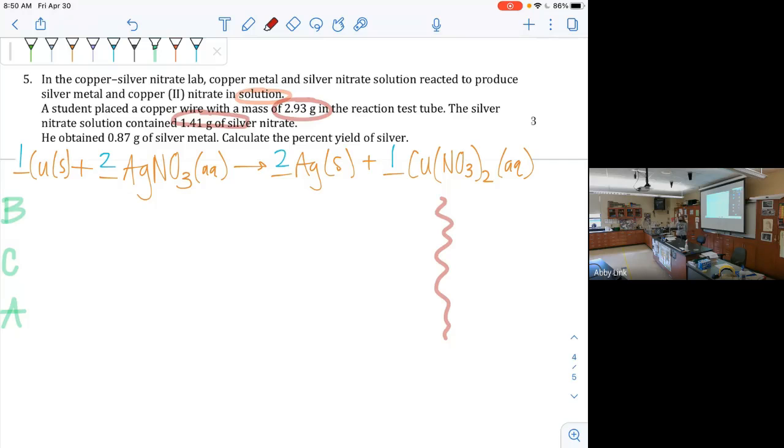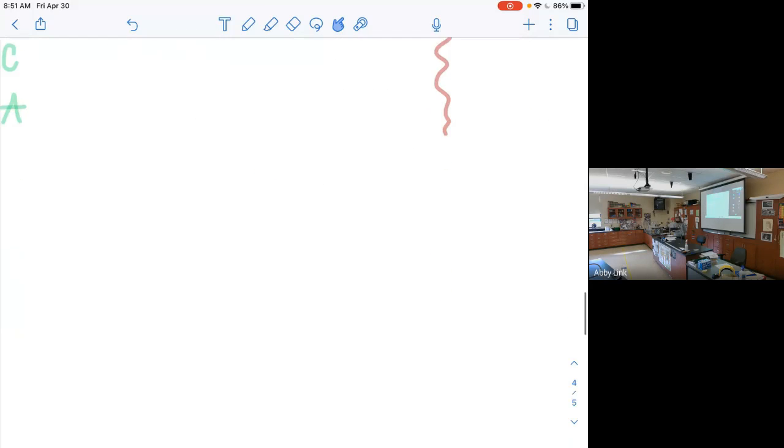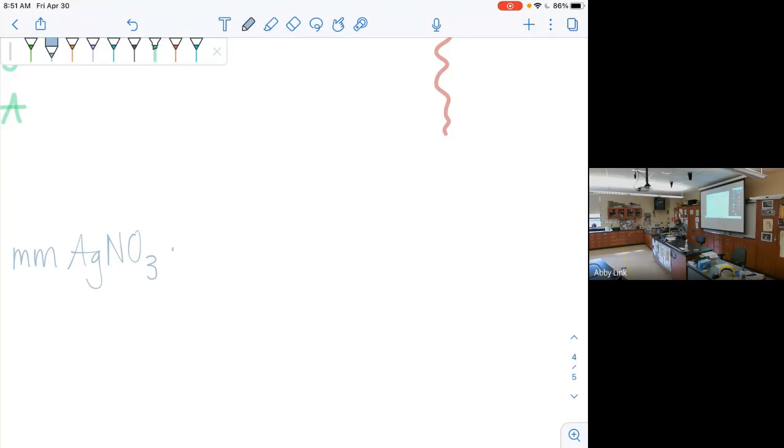All right. Now let me think. I'm going to need the molar mass of copper, which is easy because it's just an element. I'm going to need the molar mass of AgNO3, so I need to calculate that. And then I'm going to need the molar mass of Ag, but that's simple because it's just an element. So really, our molar mass calculations can be a little quicker. We really just need the molar mass of AgNO3, because the other molar masses I can just pull right off my periodic table.